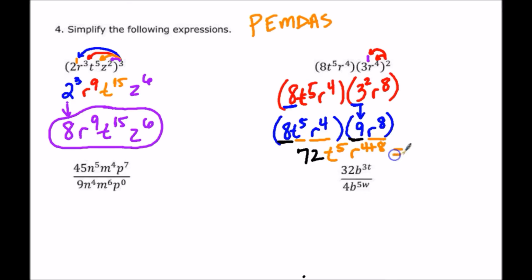So in this case, the technically right answer would be 72, coefficient goes first. But then you do alphabetical order, the R. 4 plus 8 is 12. So that's done, and then t to the 5. So in this case, that would be my final answer. All right, so 72, R to the 12, t to the 5.